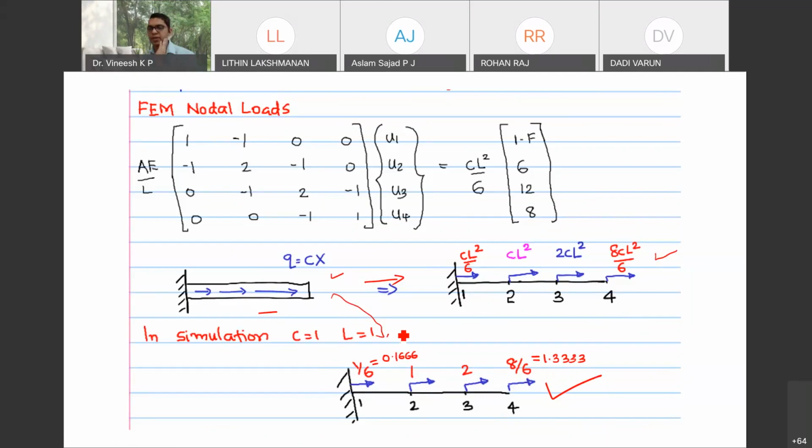Next we will solve this problem in Abaqus where, instead of applying a distributed load, we will apply nodal point loads and see the result. Remember that on node 1 we apply 0.16, on node 2 we apply 1, on node 3 we apply 2, and on node 4 we apply 1.333. These will be applied in Abaqus, and we will see the result.